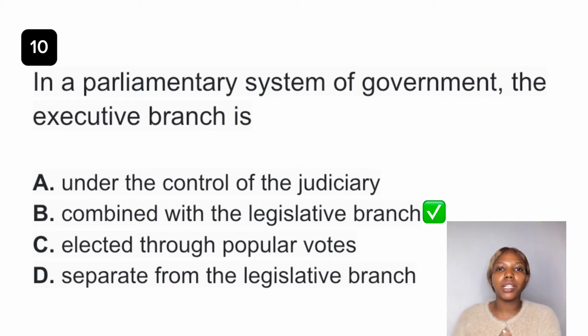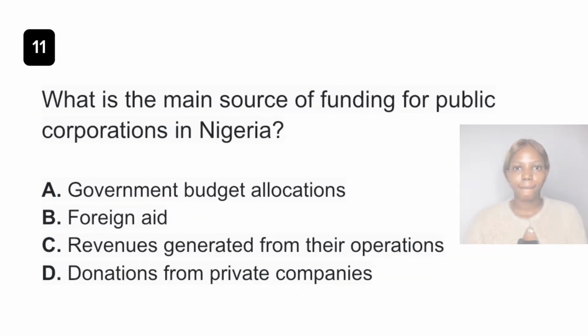He will select cabinet ministers. He can select like 5, 6, or 7, depending on the structure or the need of his government. He will select them to become cabinet ministers, and they will perform executive functions. So they are a special group. So there's a popular saying that all cabinet ministers in a parliamentary system of government are legislators, but not all legislators are cabinet ministers. So you understand the fusion of power there. Do you understand now? So the answer to this question is combined with the legislative branch.